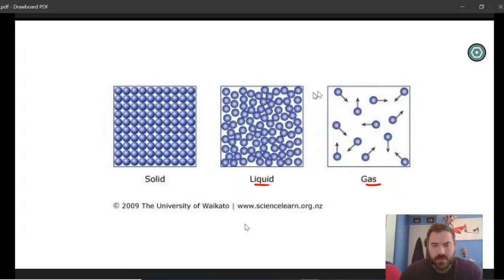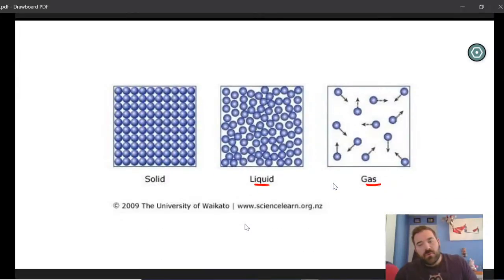If we put a basketball on the surface of the water, the basketball is filled with air. The air is a gas. It's not very dense. The molecules are very far apart, and so it will tend to float on top of the water, which is a liquid and whose atoms or molecules are more densely packed together.